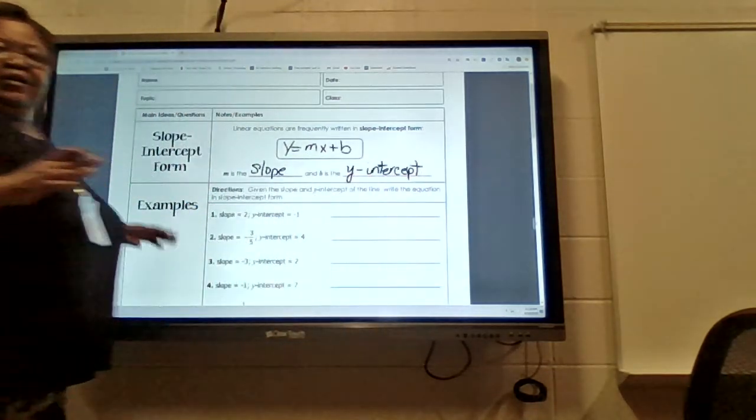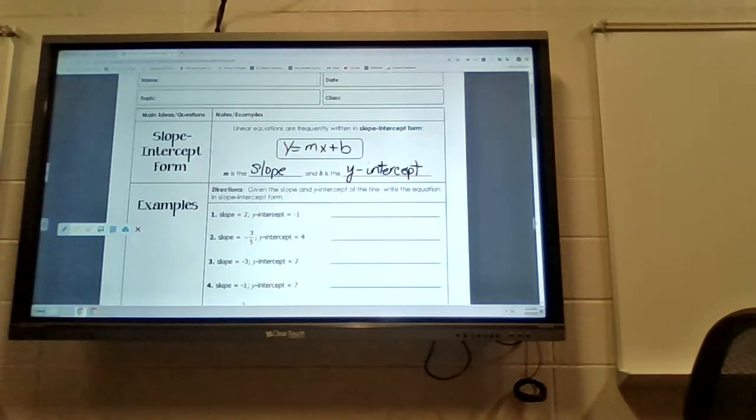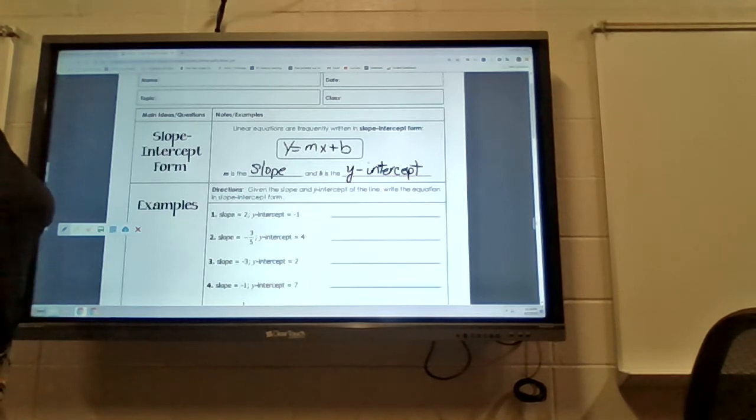So we found out that m is the slope. Now we need to find out why the y-intercept is b. Those are two things I have never known.